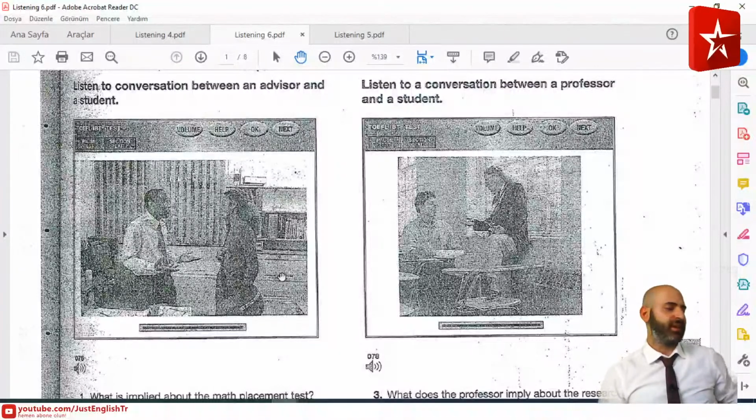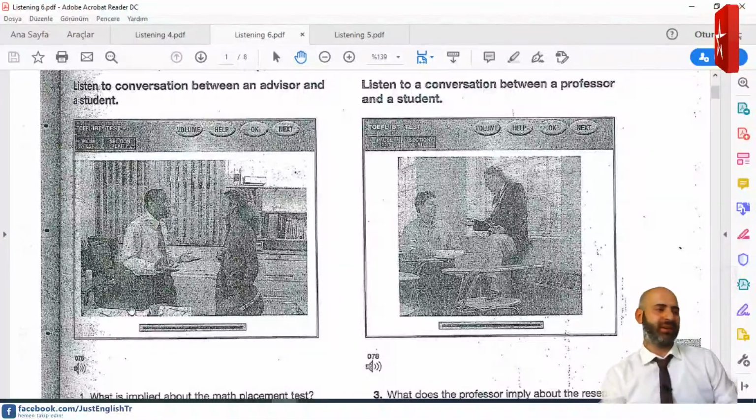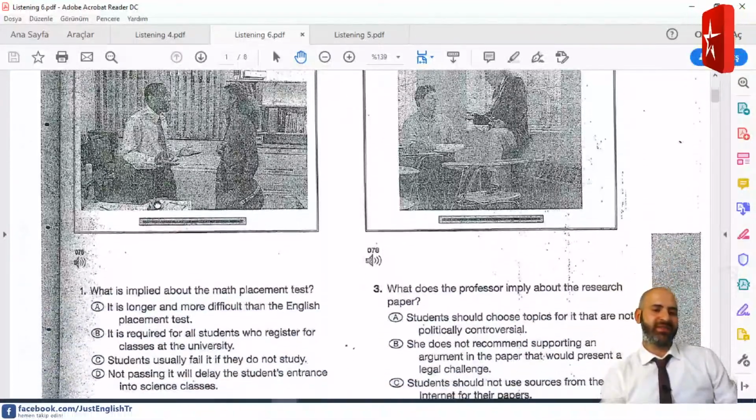Sorry guys about the charging problem, but the charger for the speaker was not enough for 2 hours. Let's see now the questions. Questions are actually very easy for this conversation.